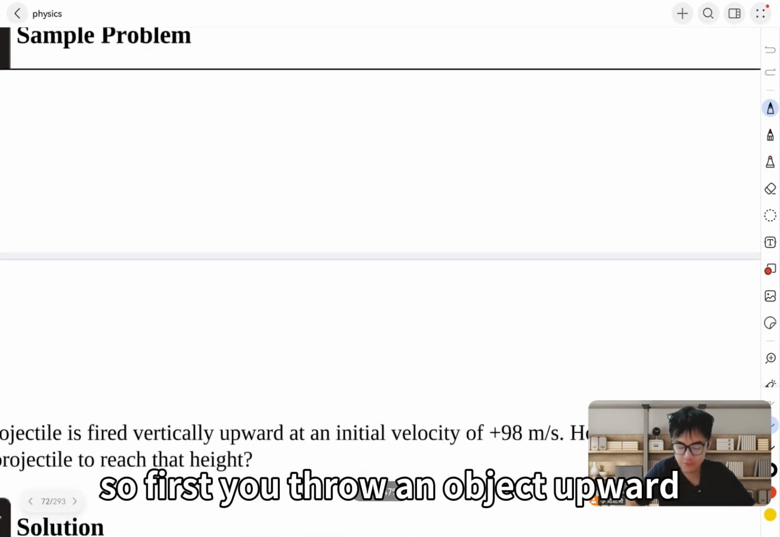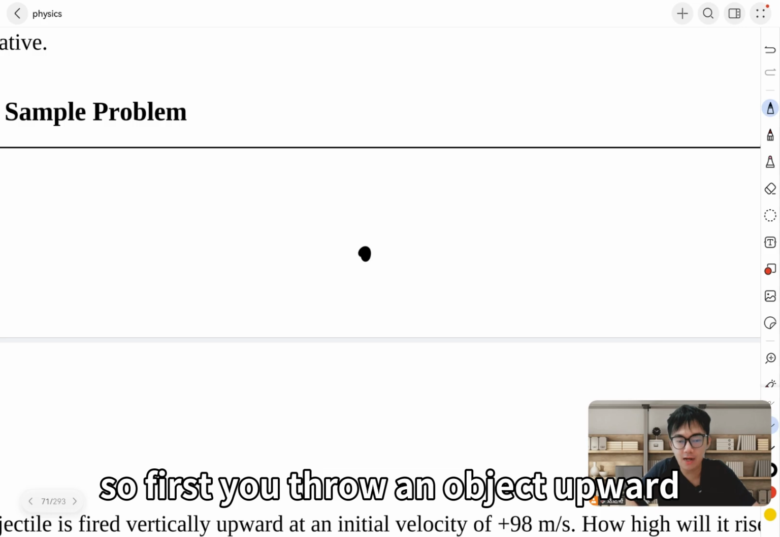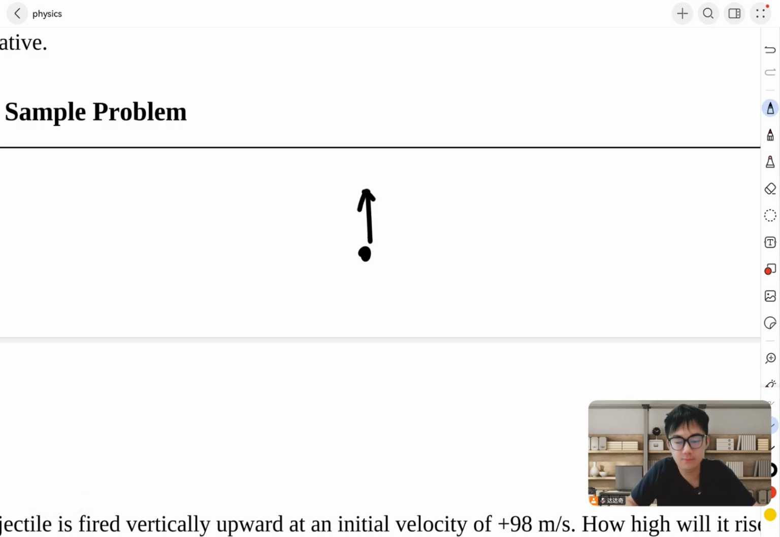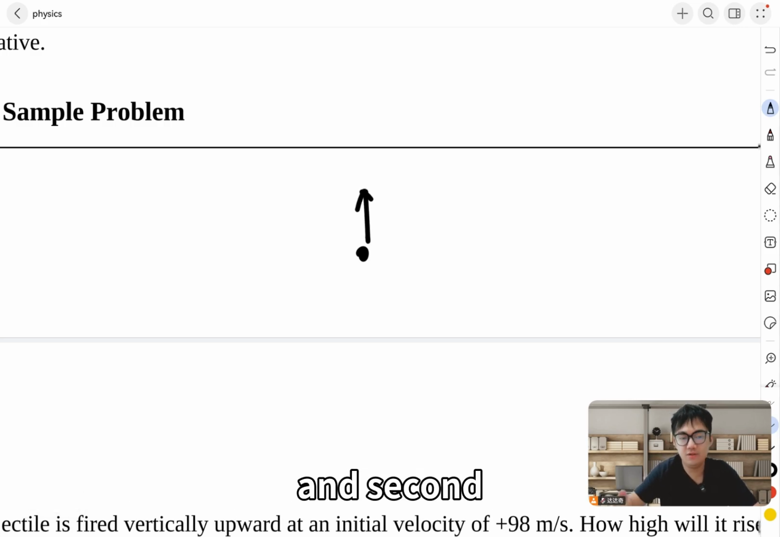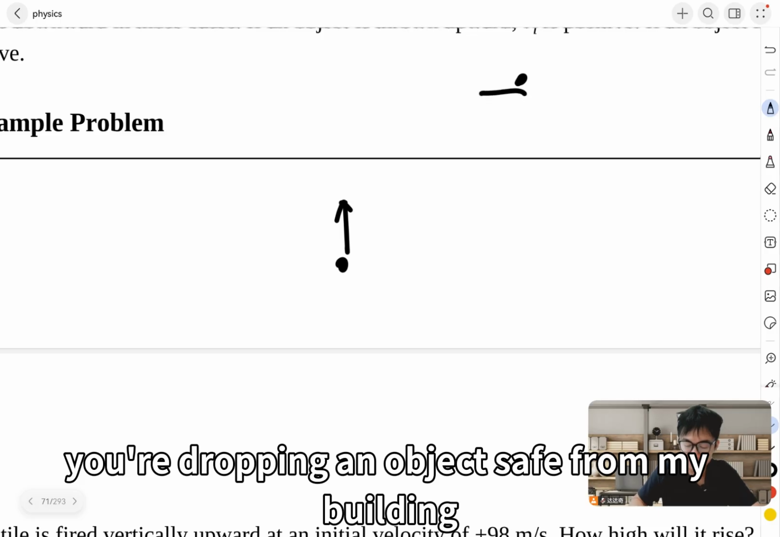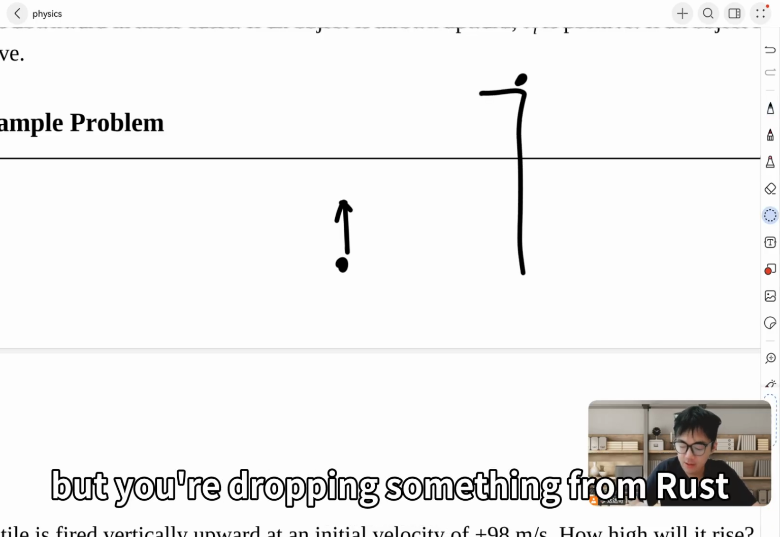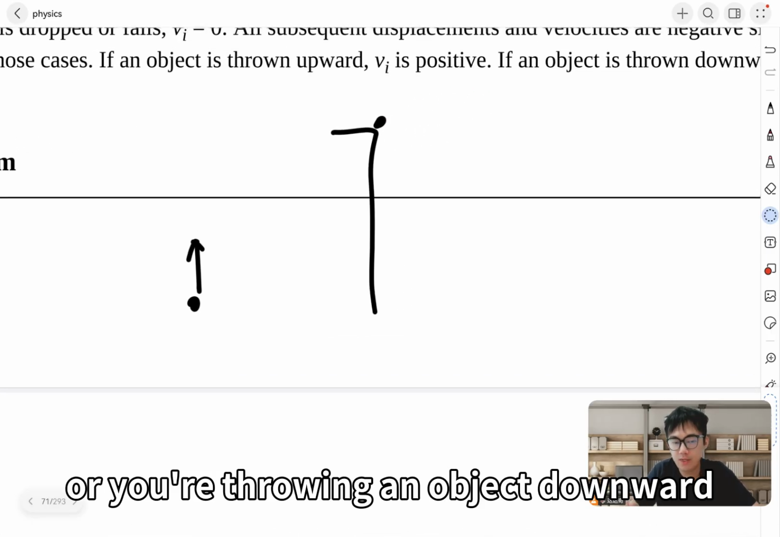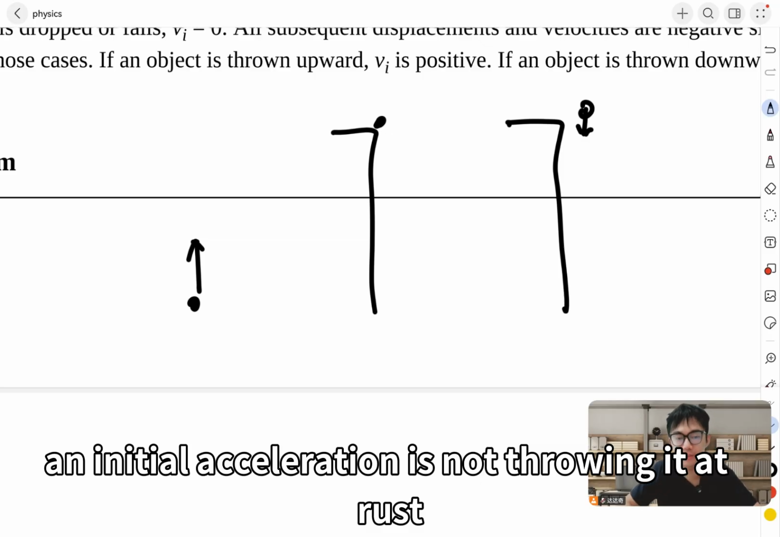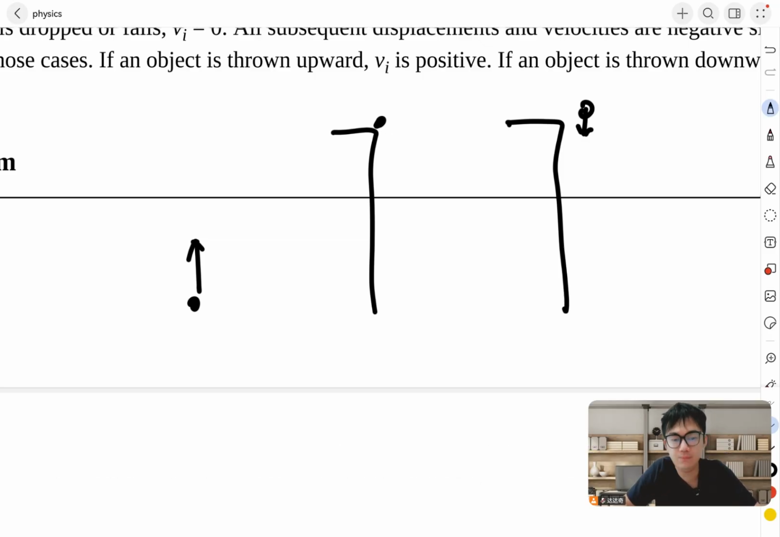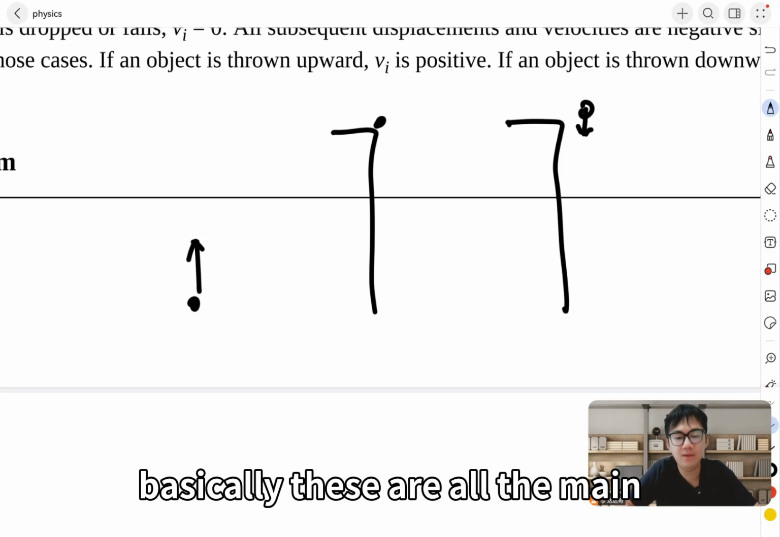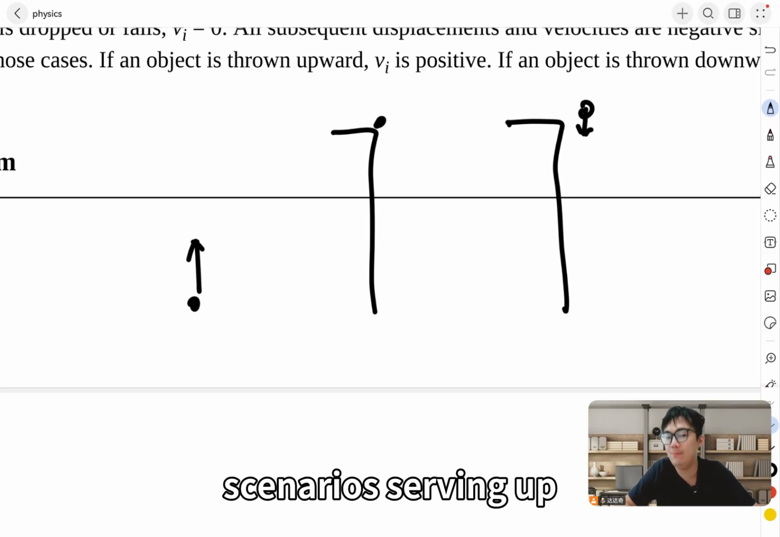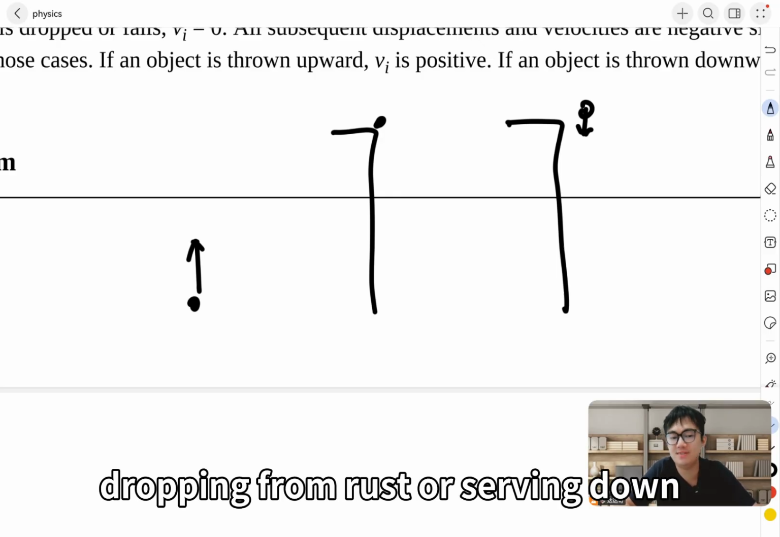So first, you throw an object upward. And second, you're dropping an object, let's say from a building, well, that's forbidden, but you're dropping something from rest. Or you're throwing an object downward with an initial velocity. It's not thrown from rest. Basically, these are all the main scenarios: throwing up, dropping from rest, or throwing down.